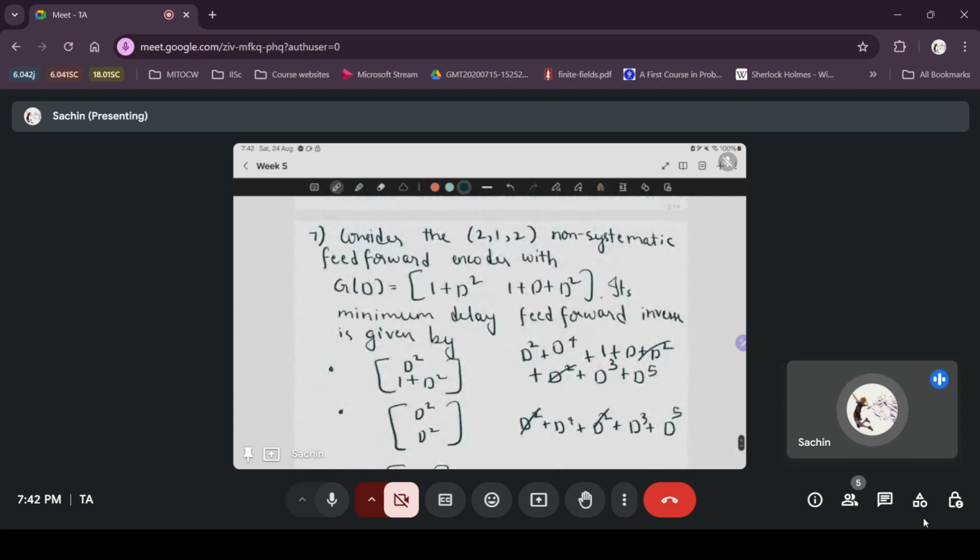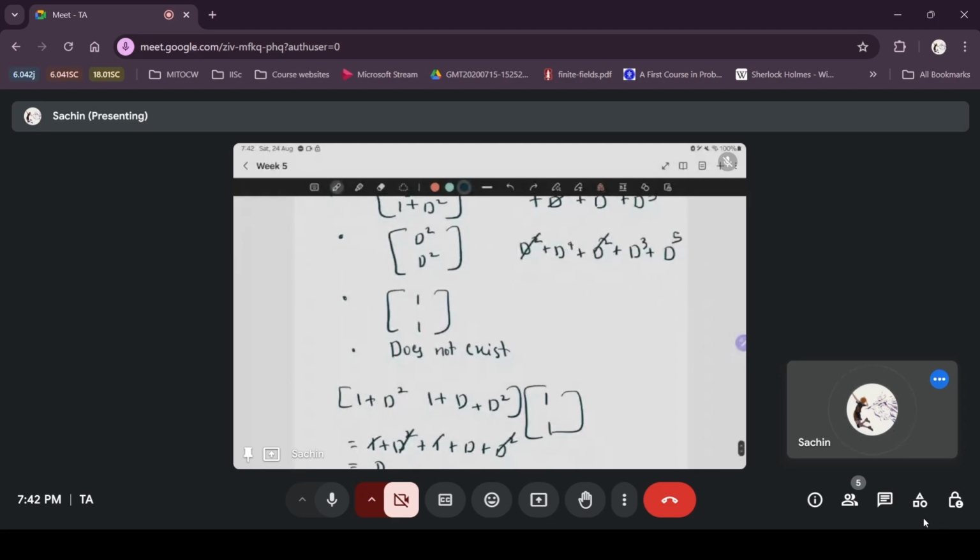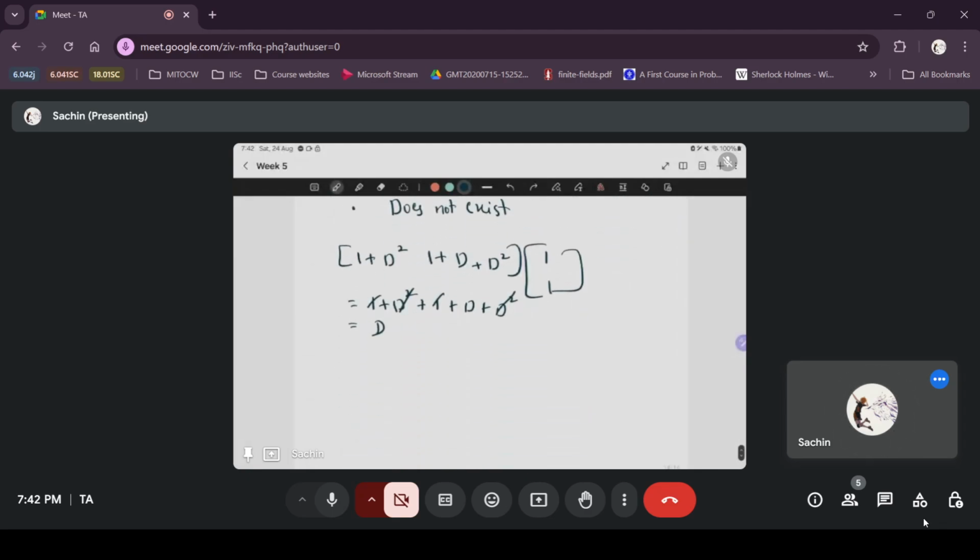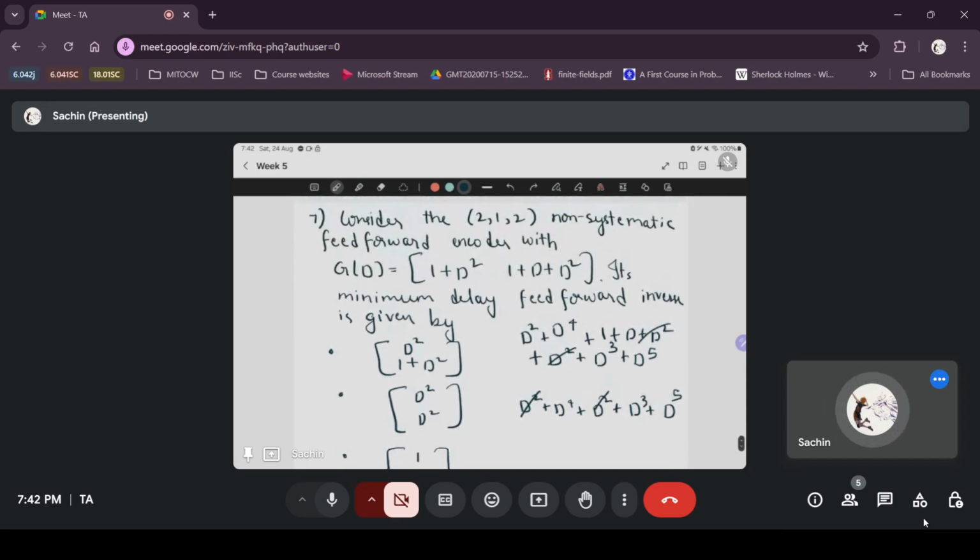Now we know that it is easy to answer the next question. We didn't get d power L for any of the first two options. We only got it for the third option. So 1 plus d square, 1 plus d square into 1 is d, which is of the form d power L. So the feed forward encoder does exist.